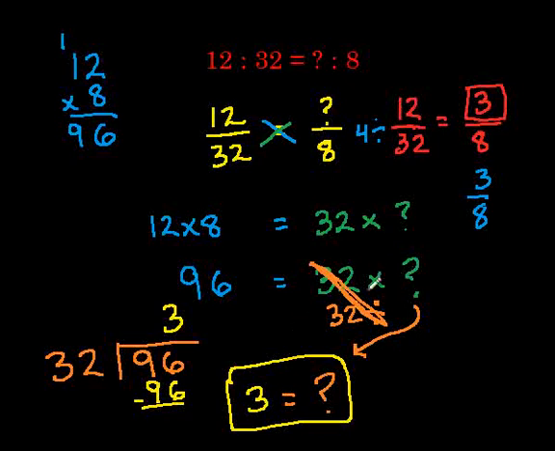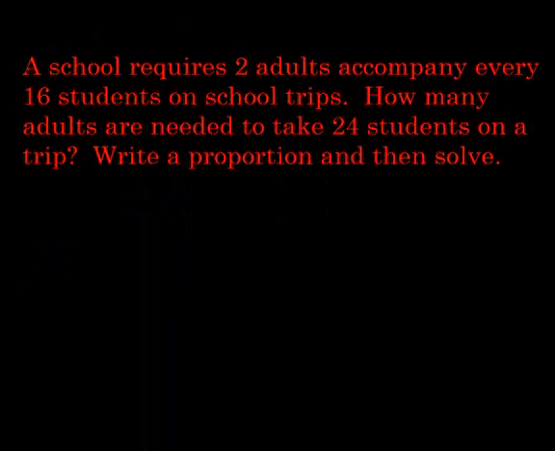The key is the opposite of multiplication is to divide. So I had to divide by 32. Let's take a look at one more. This time it's a word problem, so let's go ahead and highlight things.